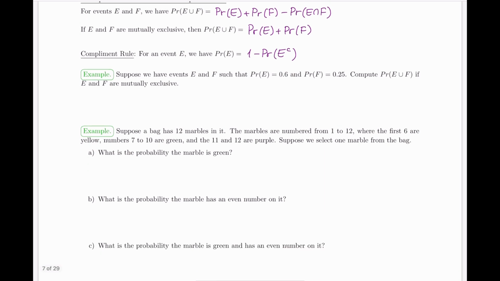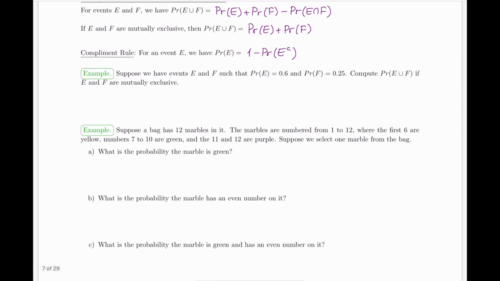So let's take a look at some examples here. Suppose we have 2 events, E and F, such that the probability of the first one is 0.6 and the probability of the second one is 0.25. We would like to compute the probability of the union if the 2 sets are mutually exclusive. A good rule of thumb to remember is that because these are probabilities, they will still have to lie between 0 and 1. So if you ever get over 1 for the probability of something, you know you should go back and check your work because you've made a mistake somewhere.